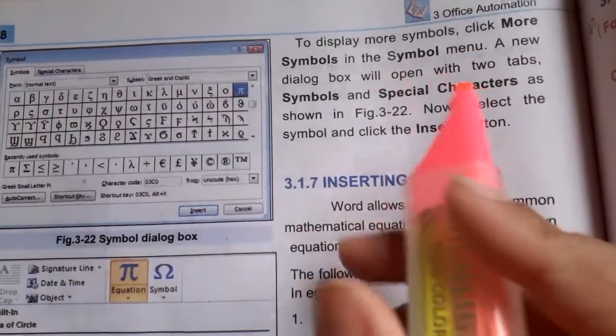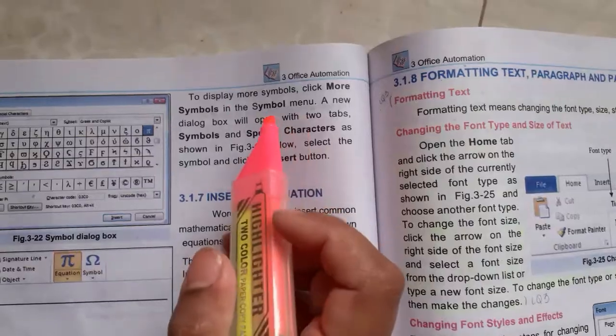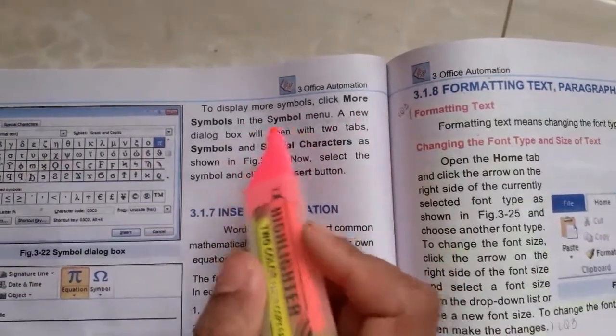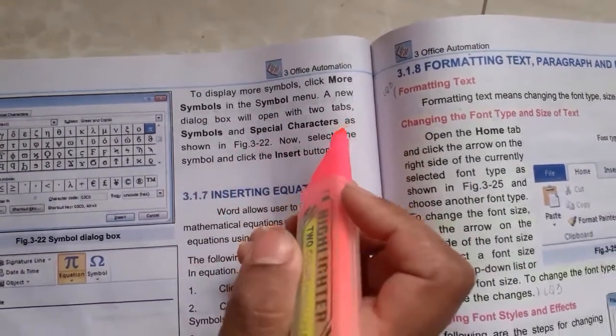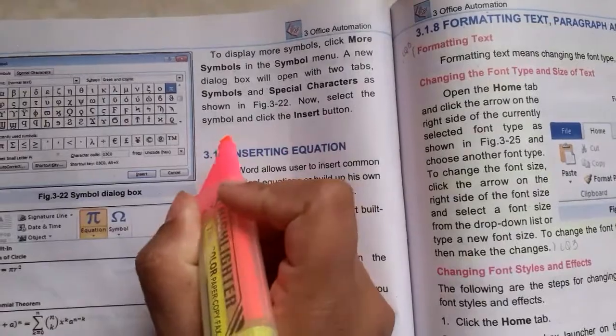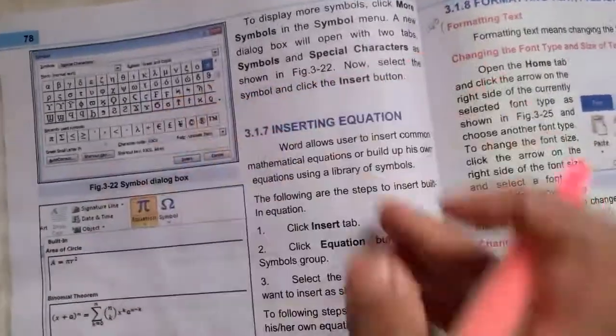This is the process given over here also. To display more symbols, click More Symbols in the Symbols menu. A new dialog box will open with two tabs, Symbols and Special Characters, as shown in the figure. Now select the symbol and click the Insert button, as I have just discussed with you.